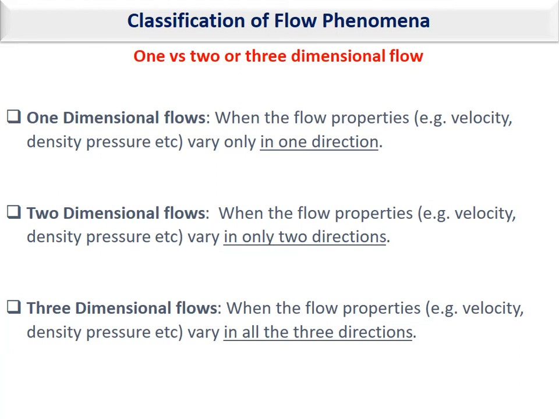Okay, the next classification is dividing the flow problem into one, two, or three-dimensional flow. There is another one which we name axisymmetric flow. I'll show you later. In the one-dimensional flow, the flow properties, what are the flow properties? Velocity, density, pressure, acceleration, etc., vary only in one direction, while in the two-dimensional flow, these properties vary in two dimensions. And it's clear that for the three-dimensional flow, these parameters vary in all three directions.